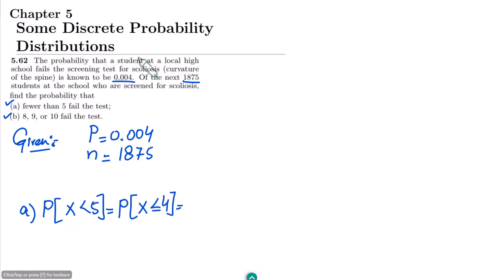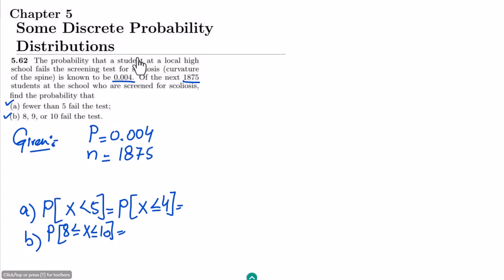Also for B, the probability that 8, 9 or 10 fail the test means the probability that x is greater than or equal to 8 and less than or equal to 10. So these are the two probabilities we want to find out. In order to find them out, what do we have to use?